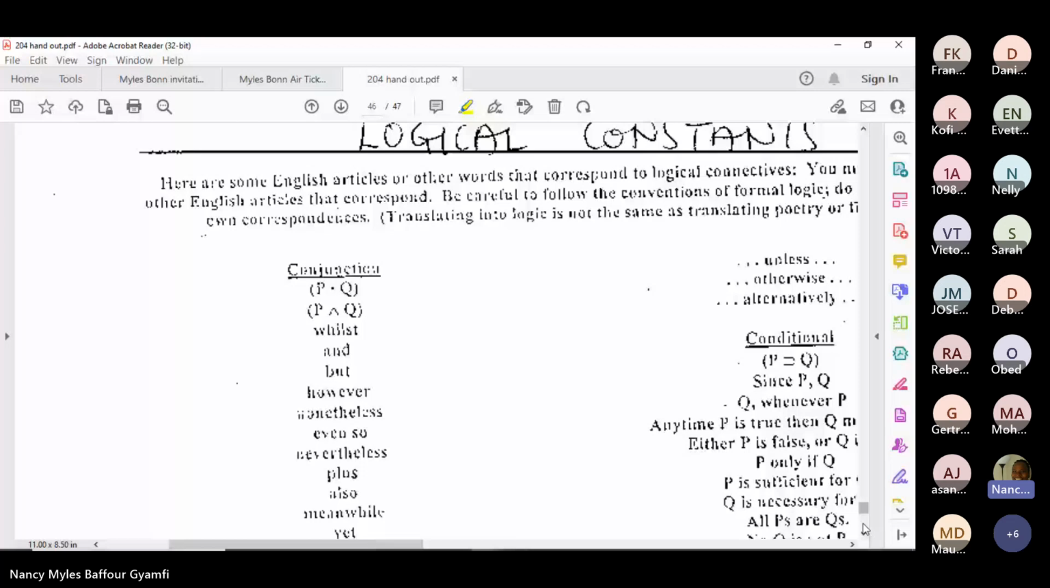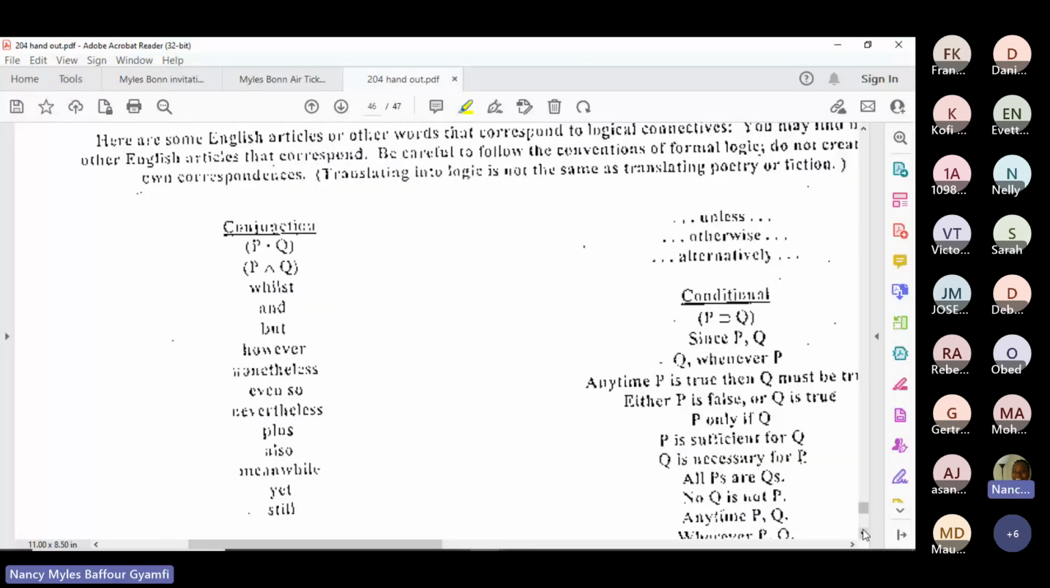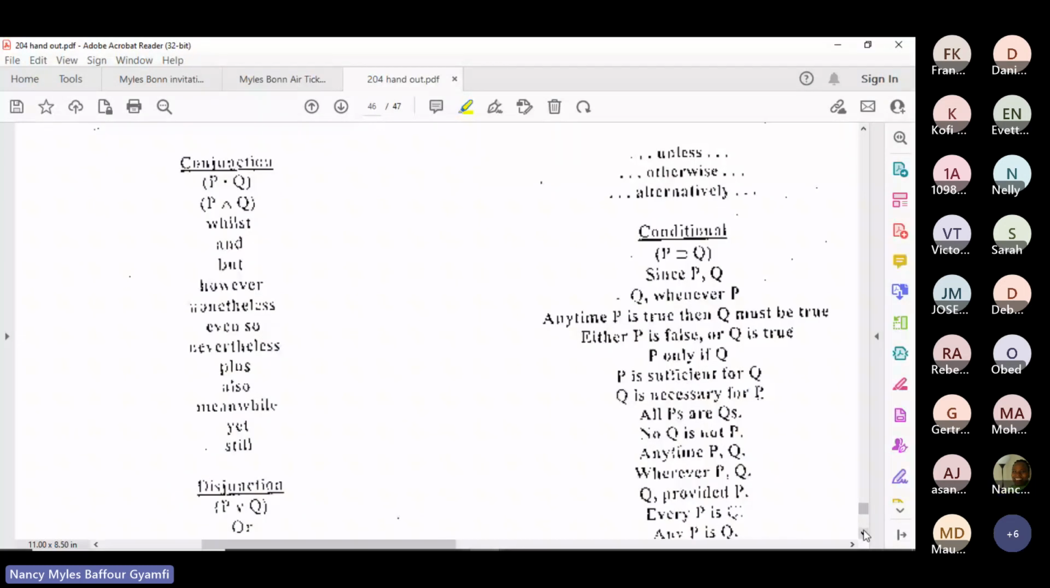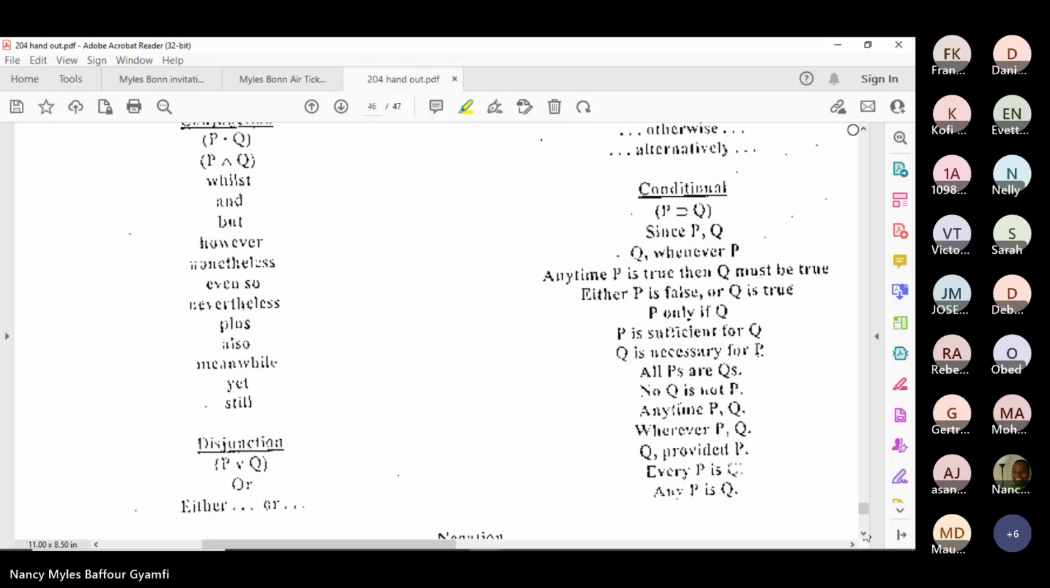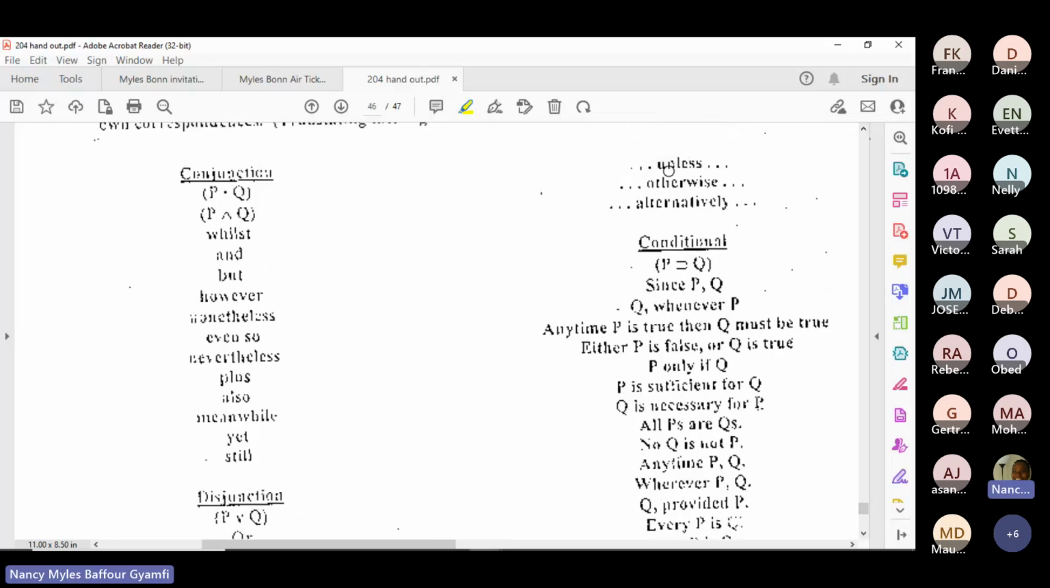Who has finished? Is it consistent? You can work it out there. See the words that describe disjunction: unless, otherwise, alternatively, they are all disjunctions. Okay. Right. I think we should end here.